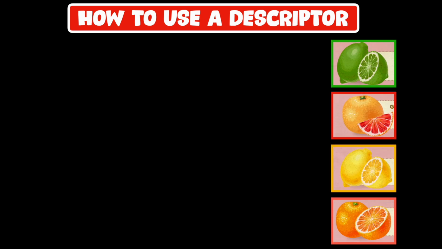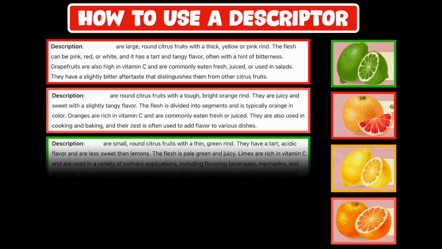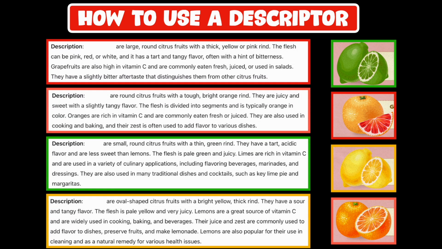Moving on to the next slide, let us see how to use a descriptor. Now here, on the right hand side, you can see 4 images of fruits. Now we all know all of these are citrus fruits, but they are different. Some are lemons, some are limes, some are oranges, and some grapefruits. Our students are also quite similar in many ways, and yet they have individual differences. The important thing for us teachers is to be able to identify a student's capabilities and then match them to the correct descriptor that is given.